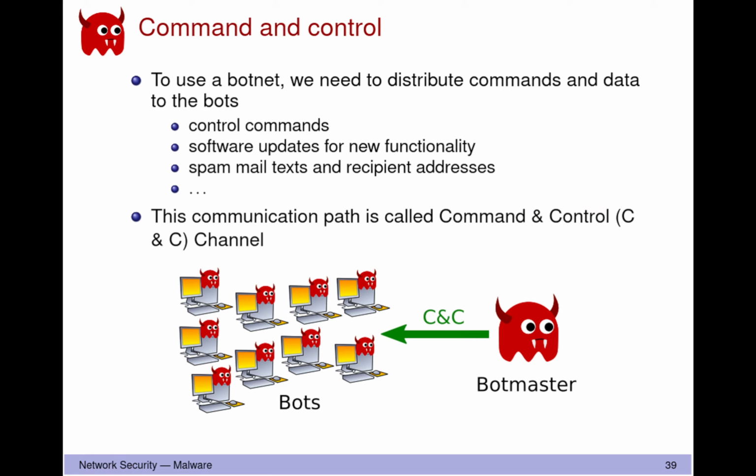Let's have a look how this command and control structure looks like. So what they typically have is they have these bots, then they have the bot master, and then there's this command and control where they can send in software updates for new functionality. They can send all the commands, spam, mail text, recipient addresses, and so on, or to communicate who should be attacked for the distributed denial of service attack.